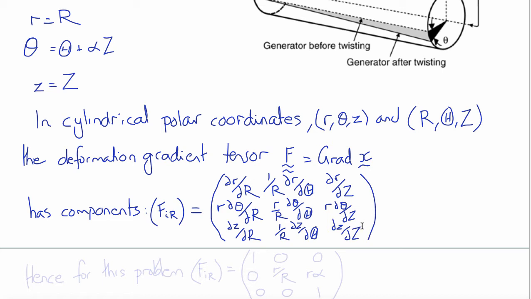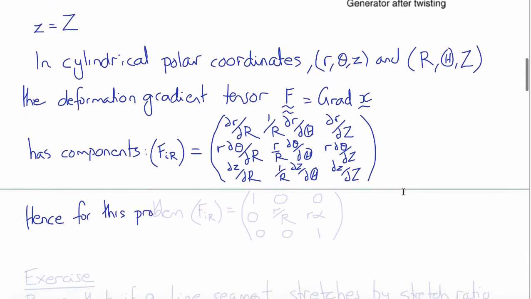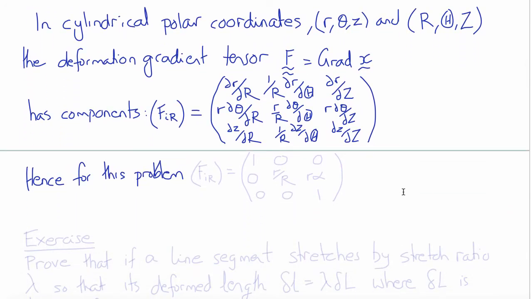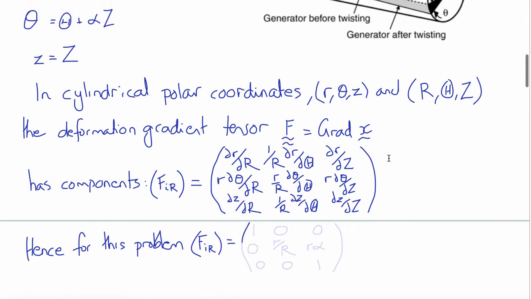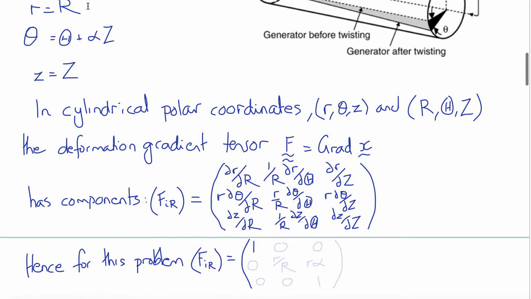So you can see the only difference here is that wherever there was a d theta, there's an r associated with it, and that's because an element of length in the circumferential direction isn't d theta, it's r d theta in polar coordinates. And so then applying this to the displacements that we've defined, then del r del R is 1, and del r del Theta and Z is 0. Del theta del R is 0. Del theta del Theta is 1, but we have an r upon R here.